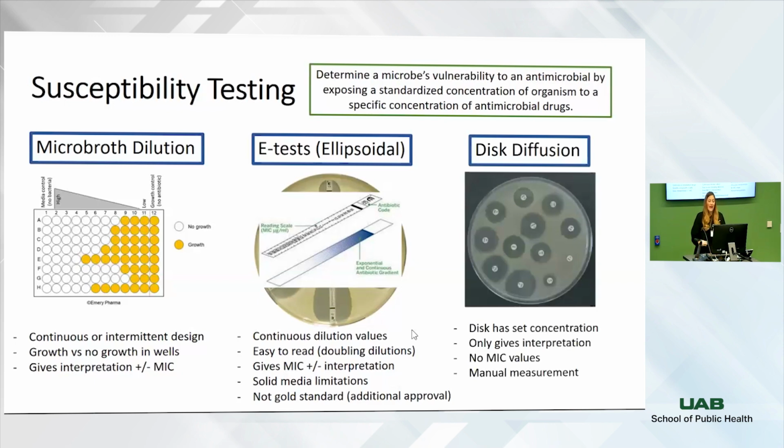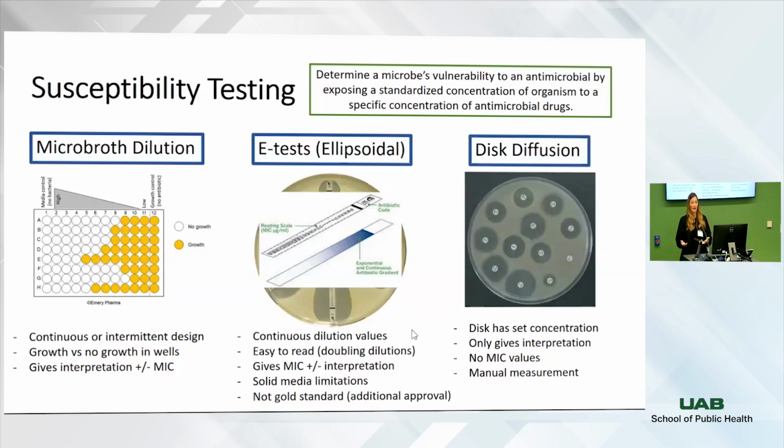And then we have disk diffusion. Who's seen this before in like a basic micro class? Yeah, so Kirby-Bauer testing or disc diffusion testing. So each disc in this case has a set concentration. So we're not testing a broad spectrum of concentrations here. We're testing a set concentration against a set amount of antimicrobial, and we're going to then measure how big that diffusion zone is. So using this method, we get no MIC values.